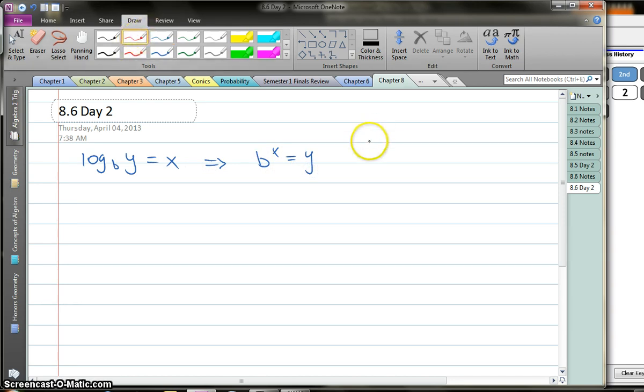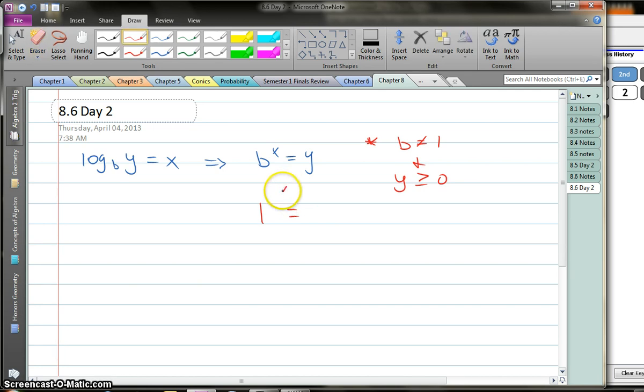Now I'm going to add some fine print here. It's going to say b cannot equal 1 and y is greater than or equal to 0. So in this problem here, b cannot be 1. Now this is why. Think about it. If b is 1, it doesn't matter what x is. Y is always going to be equal to 1.